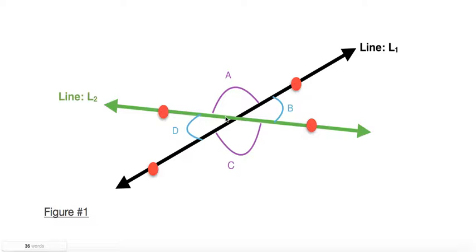Additionally, we can talk about linear pairs. If we take, for instance, line L1, it has A and D. Angle A and angle D are a linear pair, and the same is true for angle B and angle C. If we look at L2, we can say angle A and angle B are linear pairs, and angle D and angle C are linear pairs, and these will sum to 180 degrees. And if we combine all four angles, they would sum to a measure of 360 degrees, which is the measure of a circle.